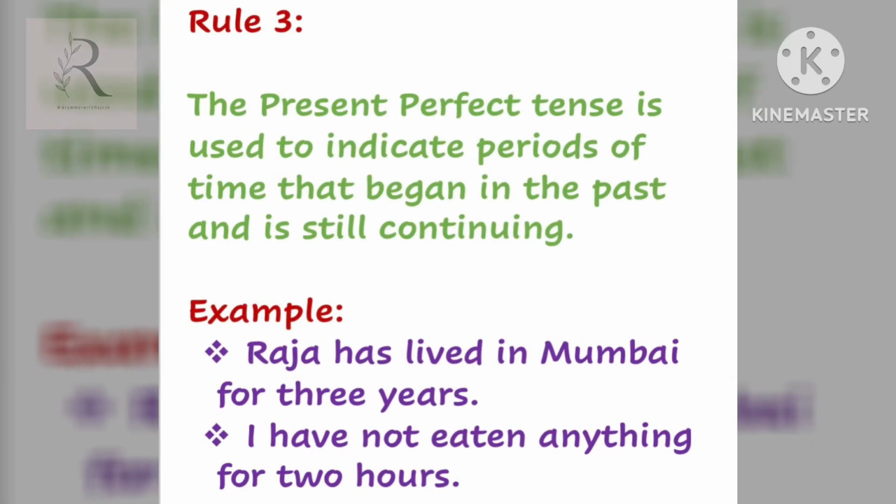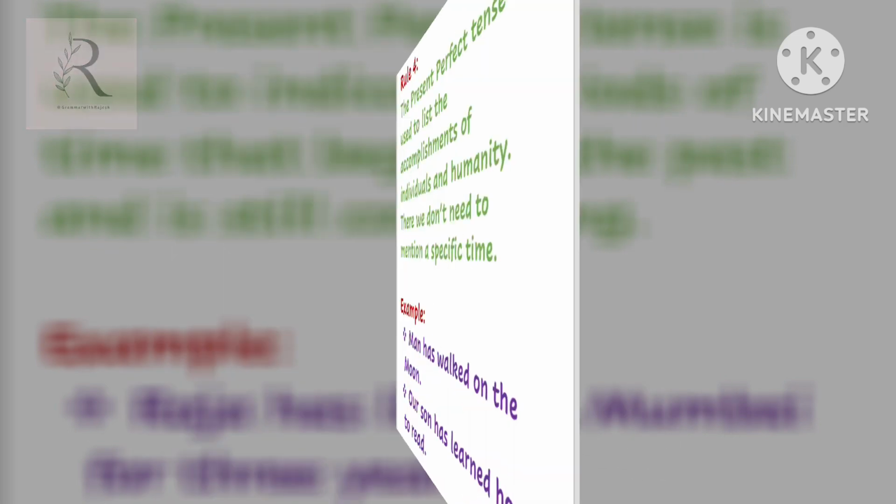Rule number 3. The present perfect tense is used to indicate a period of time that began in the past and is still continuing. For example, Raja has lived in Mumbai for 3 years. I have not eaten anything for 2 hours.